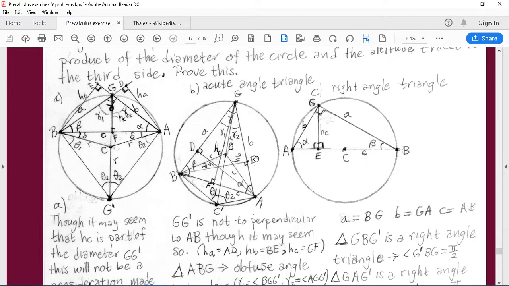Now, from the last video, we were working with the right angled triangles ABE and AFG, from which we obtained that the sine of alpha was equal to HC over B for triangle GF, and was equal to HB over C for right angle triangle BEA.